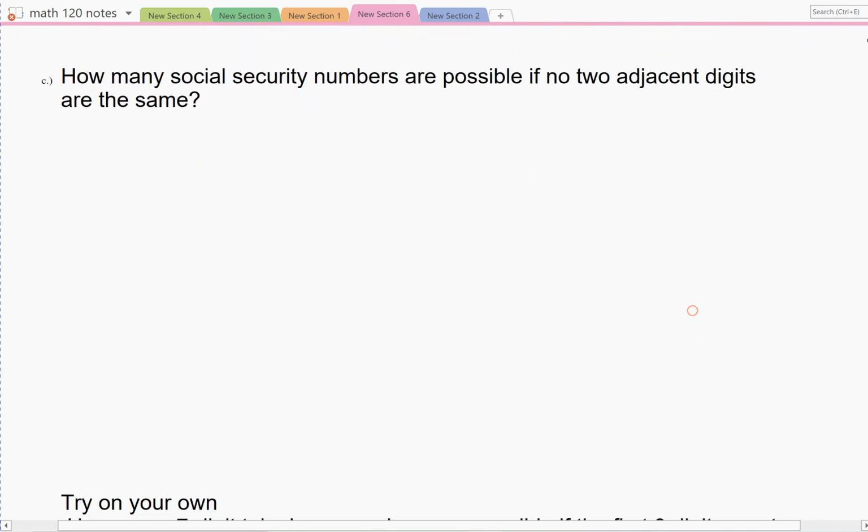Alright, the next example. How many Social Security numbers are possible? Suppose they decide to make a rule where no 2 adjacent digits can be the same. How many possible Social Security numbers would there be if they didn't allow 2 adjacent digits to be the same? What we mean by that, I'm going to do an example just to help you understand what we mean by no 2 adjacent.